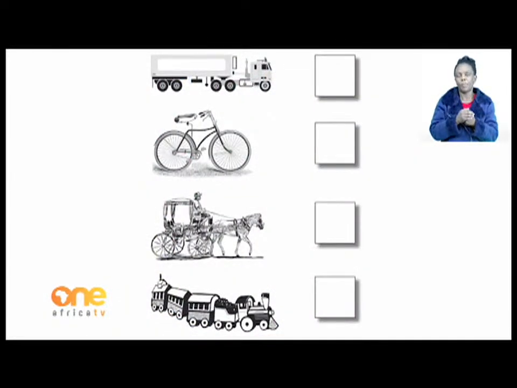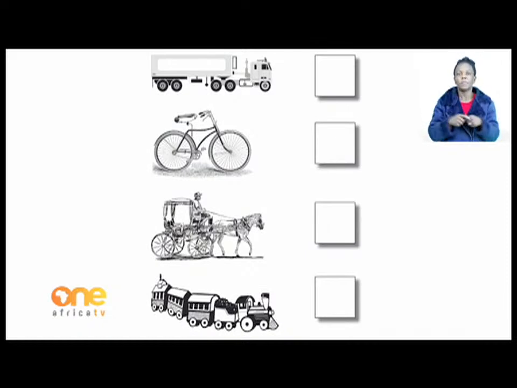On page 4, you can see that we have different types of transport. Remember, our theme this week is travel. And the instruction we've been given is to count the wheels that you can see.